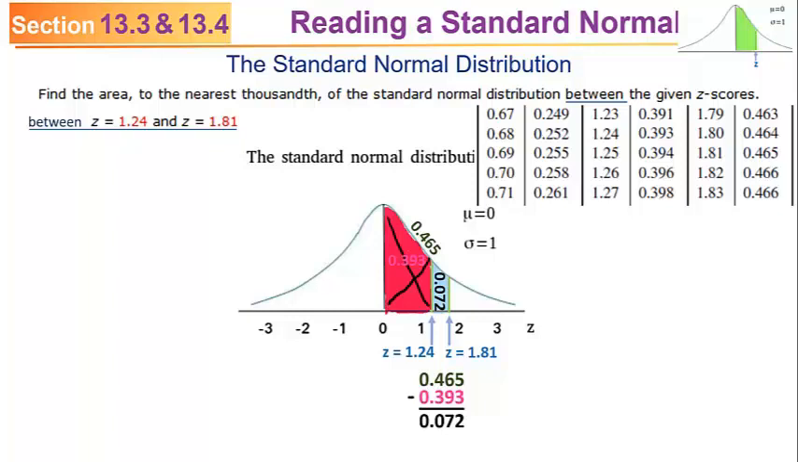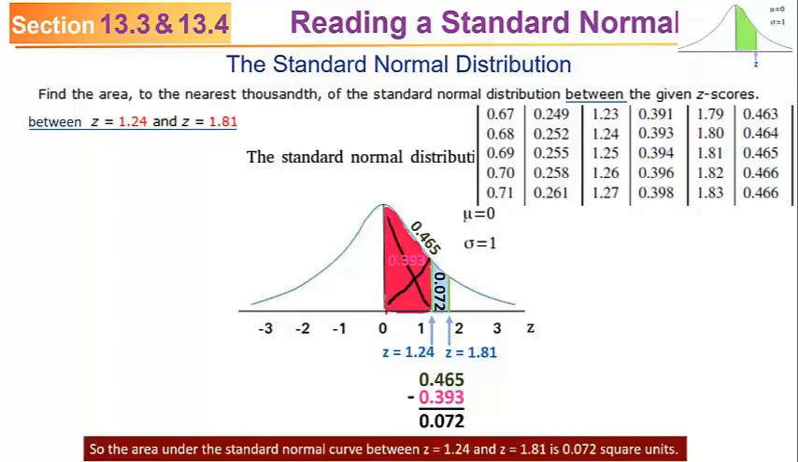Whenever the area doesn't include or touch z equals 0, you have to take the largest z value, look up the area, the smaller z value, look up the area, and then subtract the two. So the area under the standard normal curve between z equal 1.24 and z equal 1.81 is about 0.072 square units.